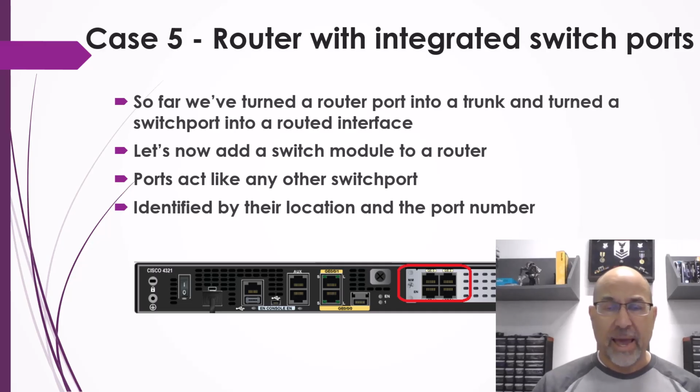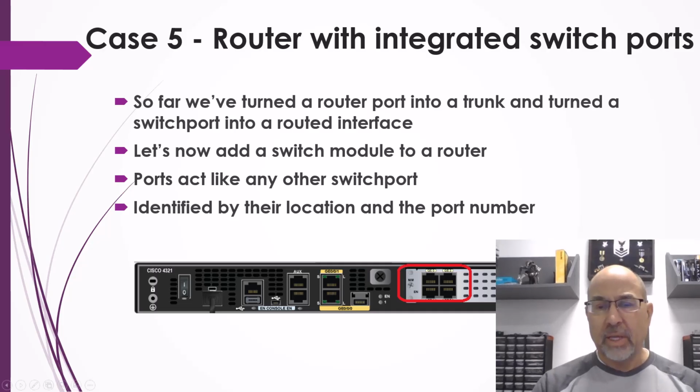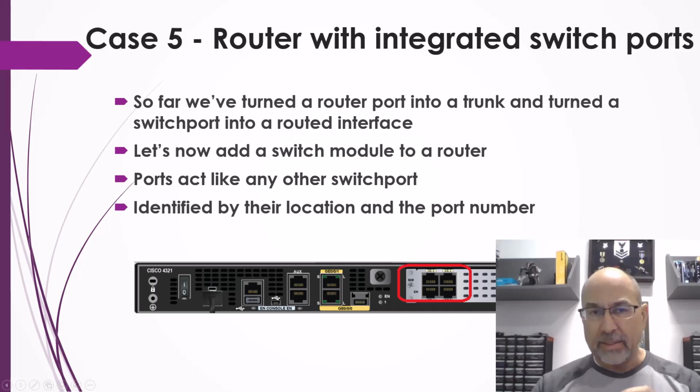So now we're going to add another tool in our toolbox. When we add a module to the router, the ports that are part of that module act just like any other switch port, and they can be identified by their location and port number. By that I mean that when you're trying to figure out what your ports are, this module goes in a particular slot in the router, and the router then identifies the ports by that location and then by their number. So let's see what that's like.